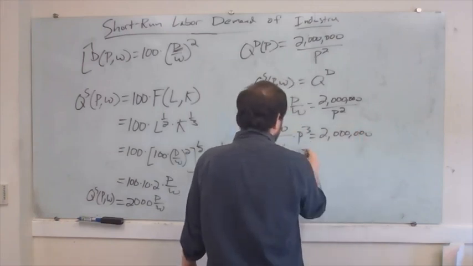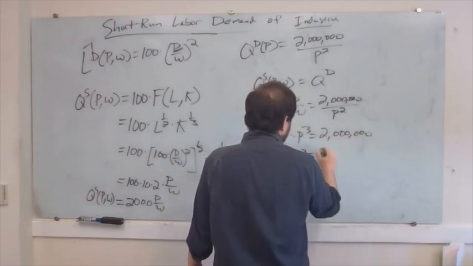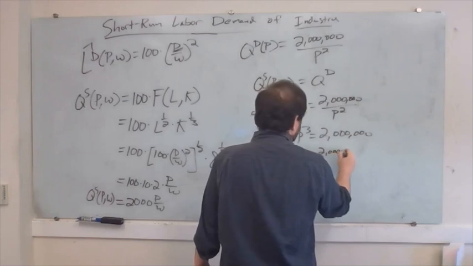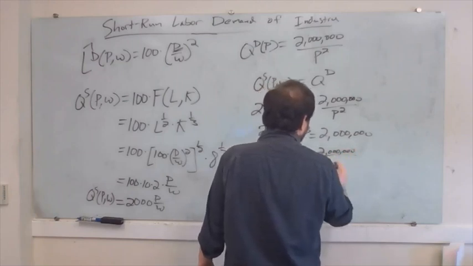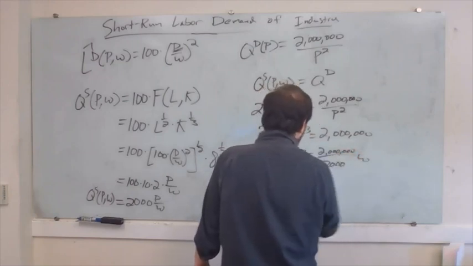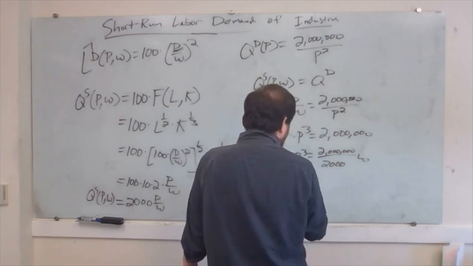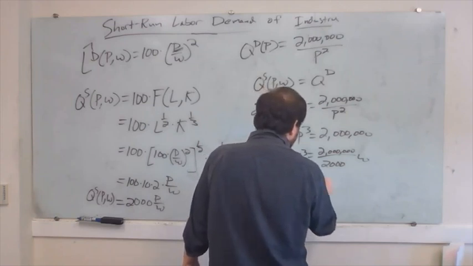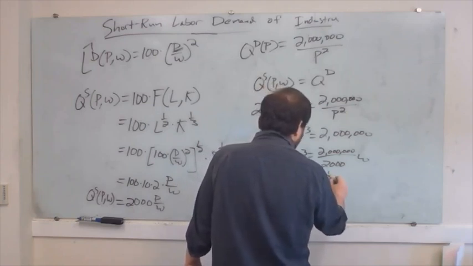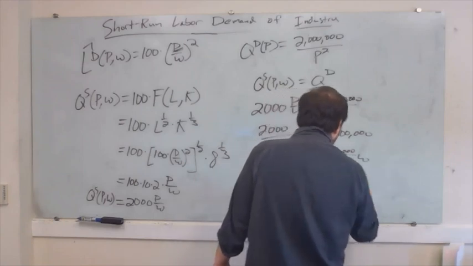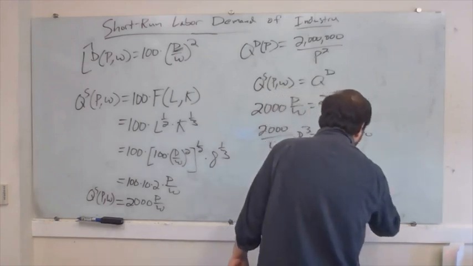P cubed equals 2 million over 2,000 W. So P is going to equal 1,000 to the 1/3 times W to the 1/3, which is going to equal 10W to the 1/3.